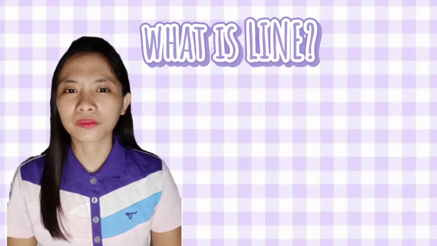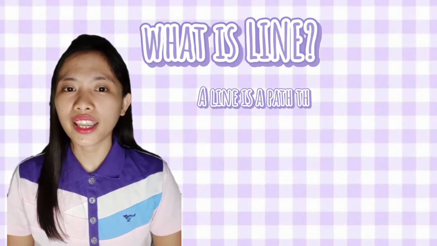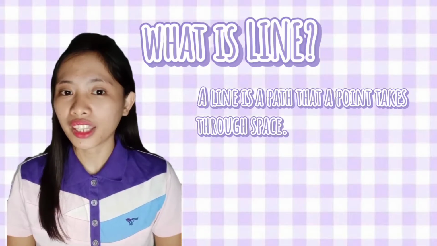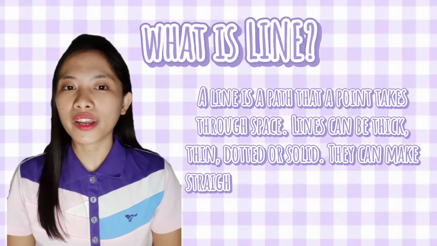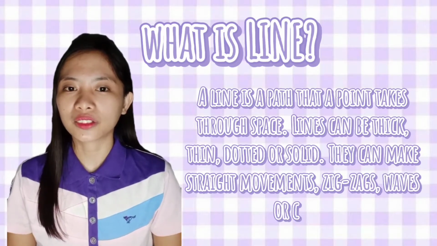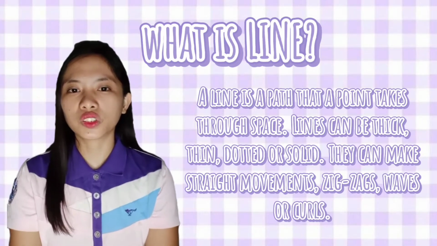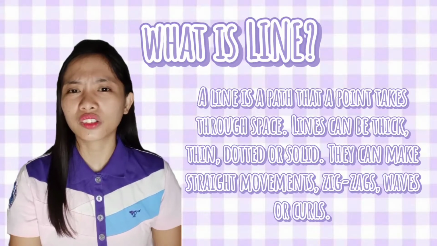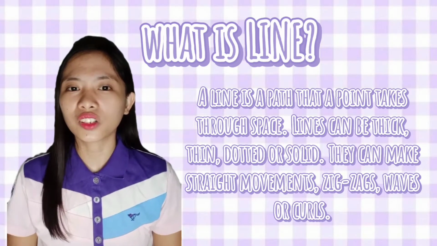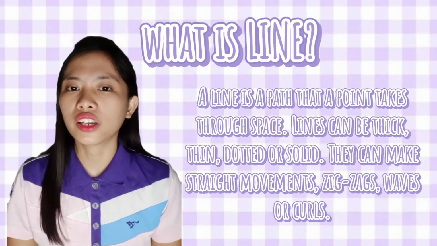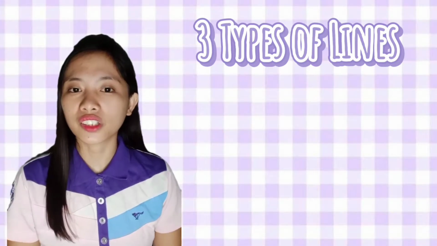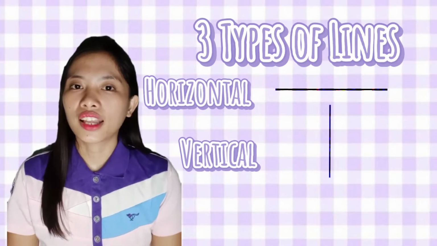So what is line? A line is a path that a point takes through space. Lines can be thick, thin, dotted, or solid. They can make straight movements, zigzags, waves, or curves. As you're watching this video, try to look around you and you'll notice that wherever your eyes go, you'll find lines. Whether your roof, your notebook, your phones, or even your body has its own lines. To further discuss, we have 3 types of lines. They may be horizontal, vertical, and diagonal.